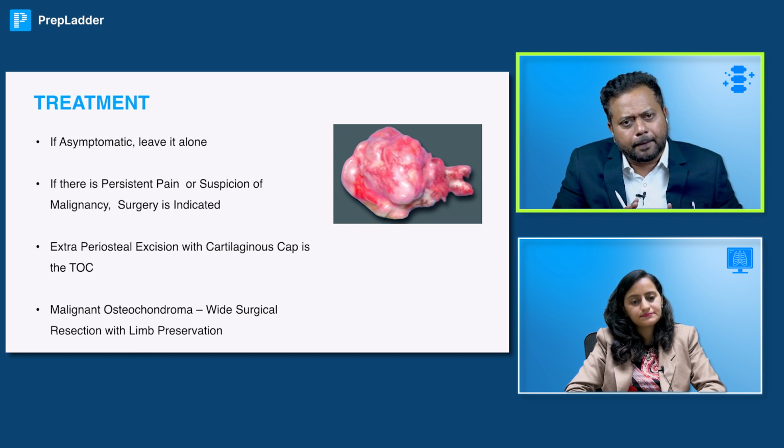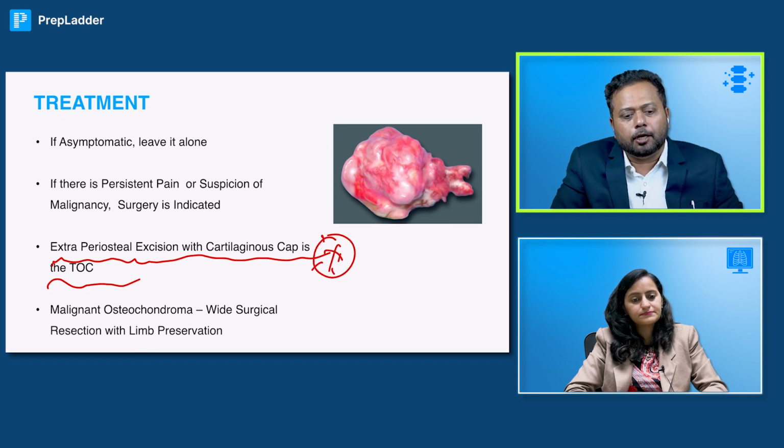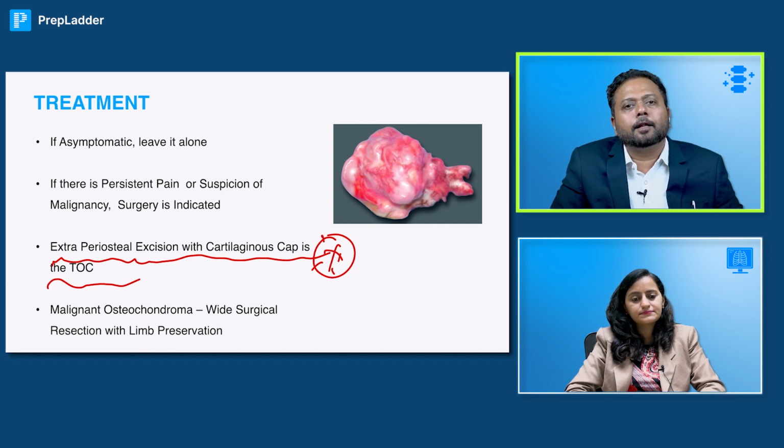If there is persistent pain and suspicion of malignancy, surgery is indicated. What is the surgery of choice? Extraperiosteal excision with the cartilaginous cap is the treatment of choice. This is the important question. If malignancy is confirmed, you have to do a wide surgical excision with limb preservation. Okay, so to some extent that completes the topic osteochondroma.